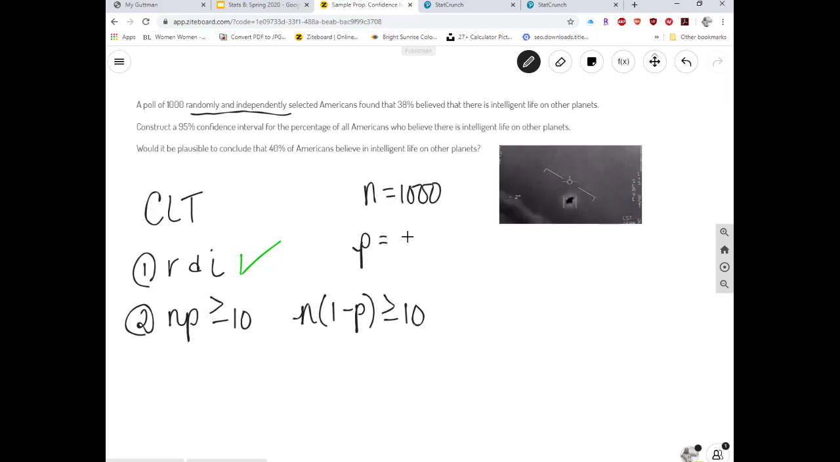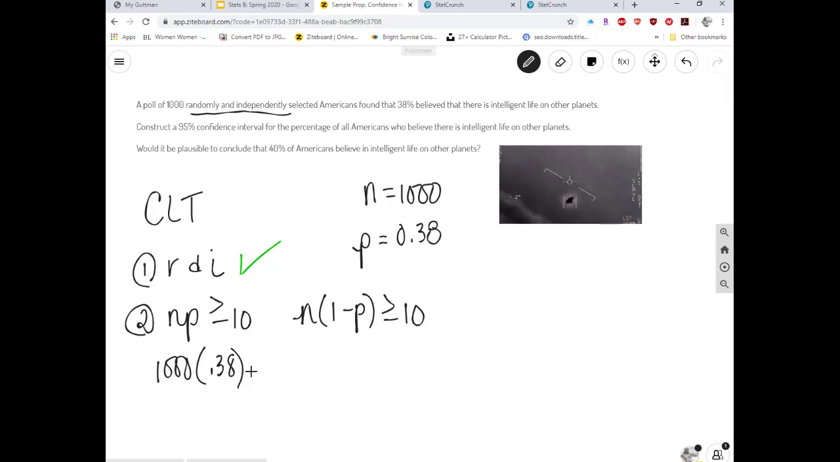My expected parameter is 38%. So let me go ahead and write that as a decimal. And let's see how many of these 1,000 people are expected to believe in intelligent life on other planets. So here's my n. I've got 1,000 times 0.38.